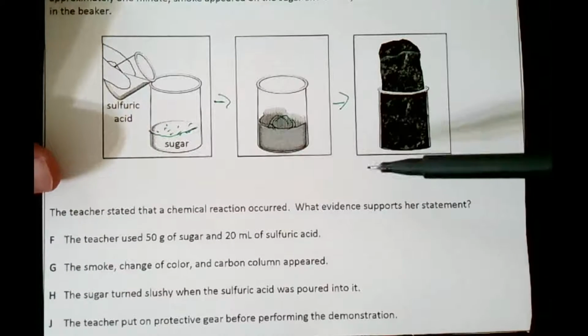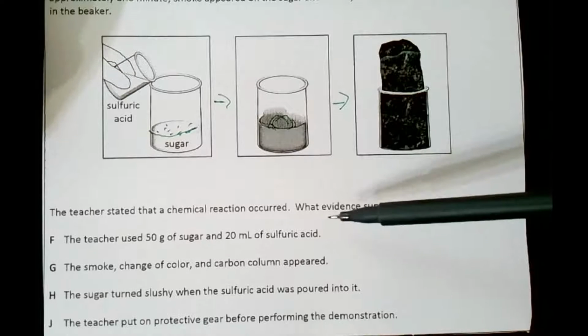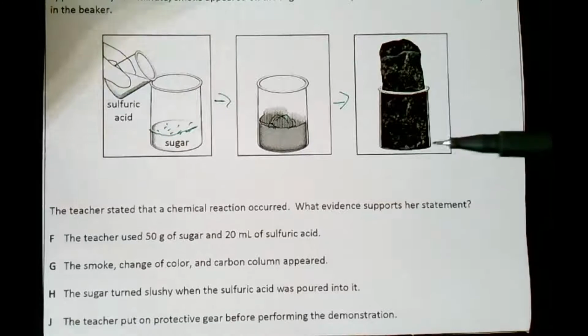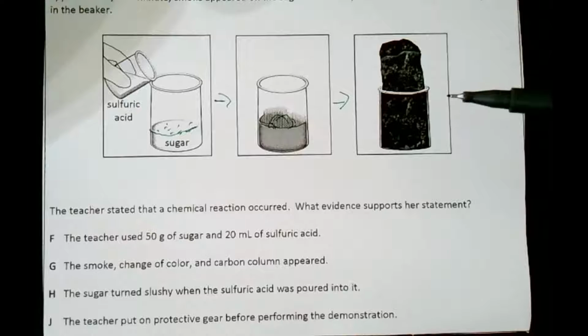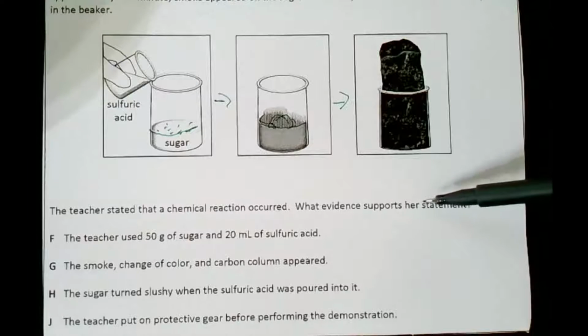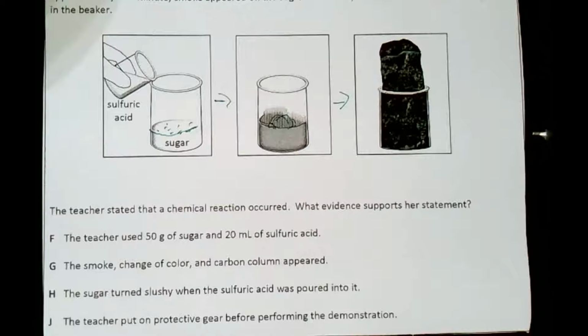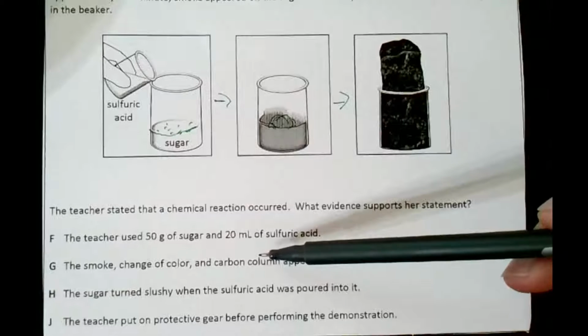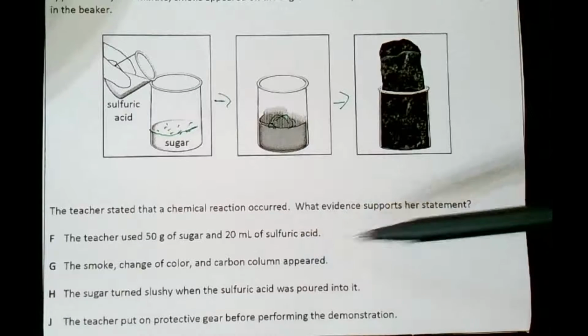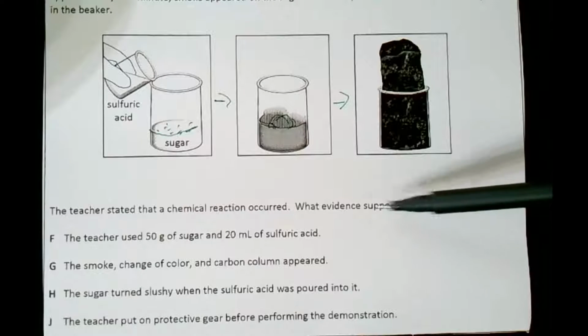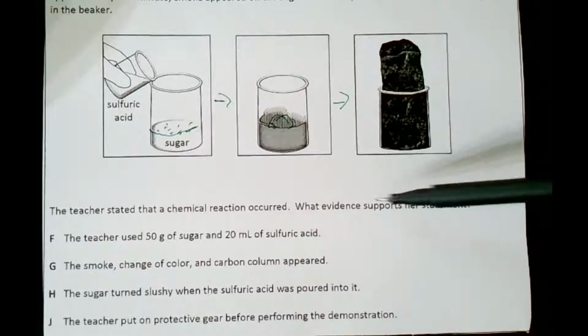F. The teacher used 50 grams of sugar and 20 milliliters of sulfuric acid. Does that statement, is it correct? Or does it support her statement, or does it not? G. The smoke changed color and a column form appeared. Does that support the teacher's statement that evidence that a chemical reaction has occurred?